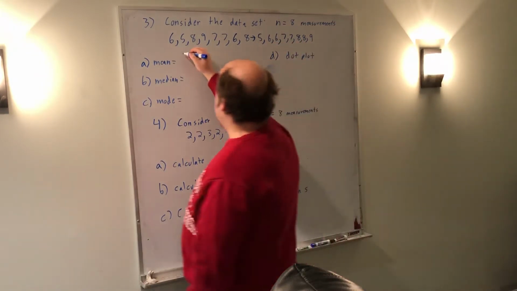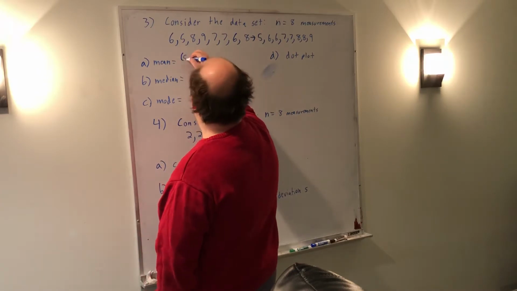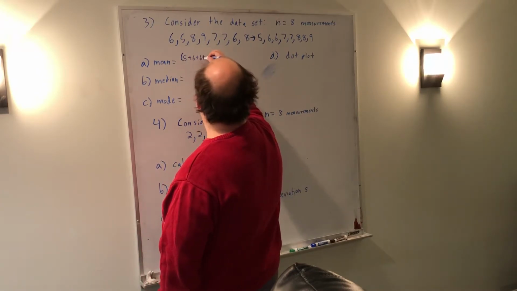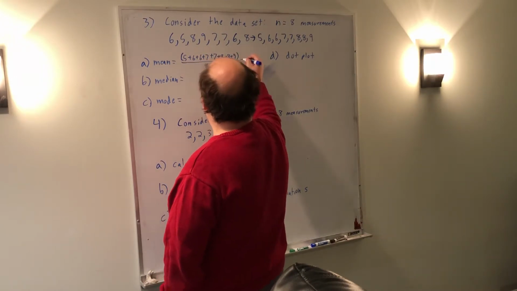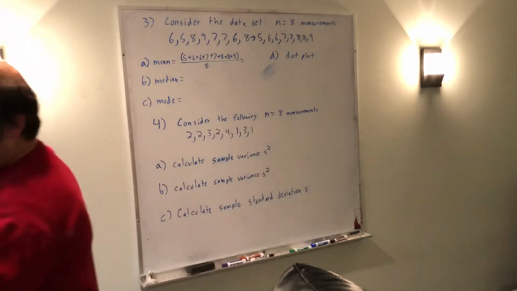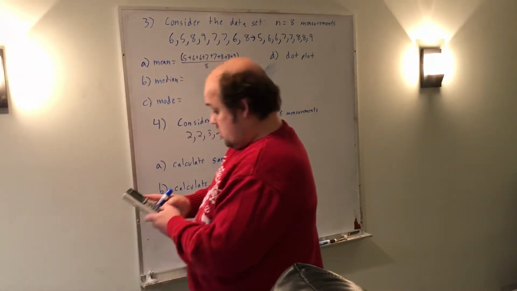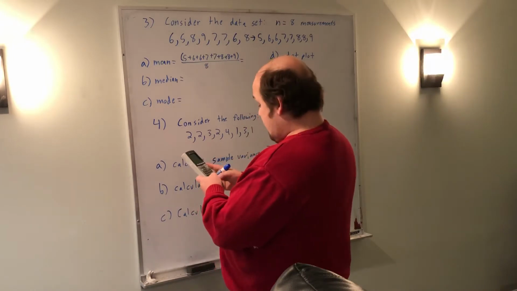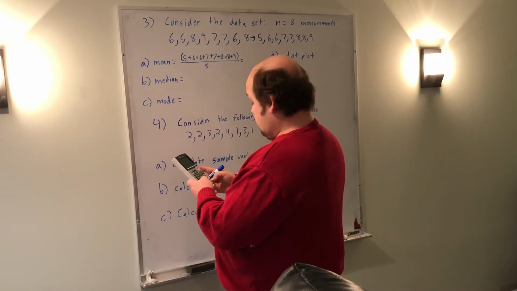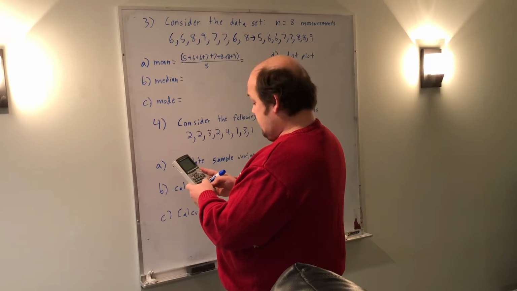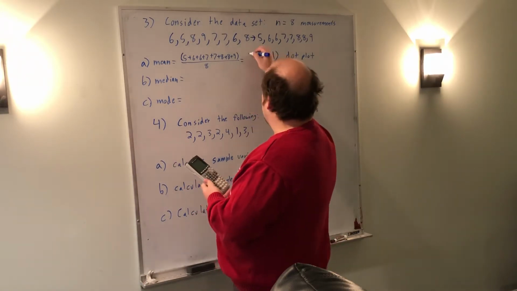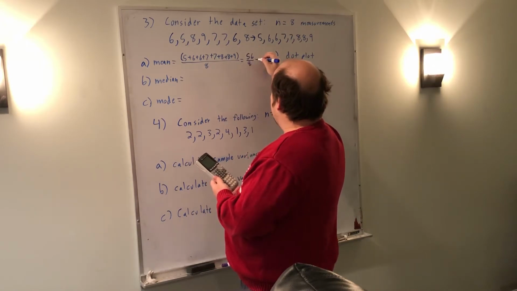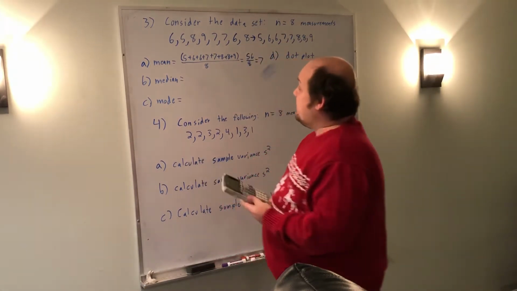When I go to find the mean, I'm going to add these together: 5 plus 6 plus 6 plus 7 plus 7 plus 8 plus 8 plus 9. Divide by the number of measurements, which is 8. When I put that into my calculator, I get a total of 56. I'm then doing 56 divided by 8, which gives me 7 as a mean.